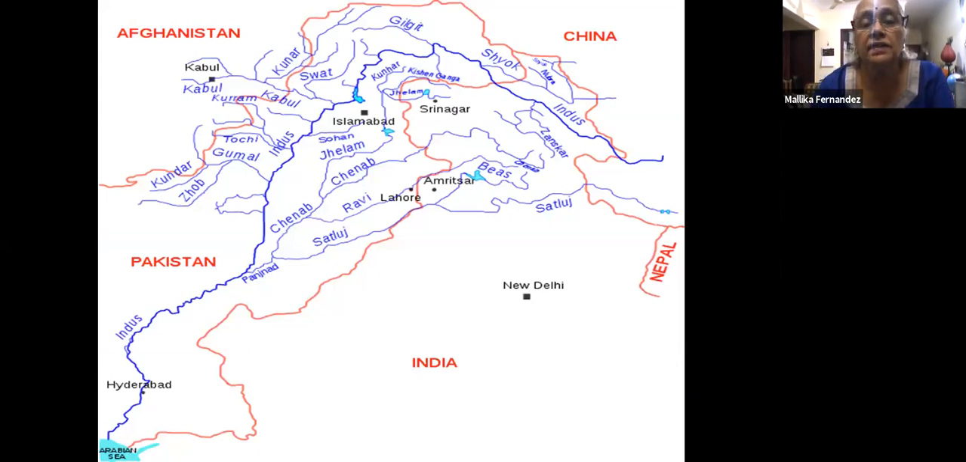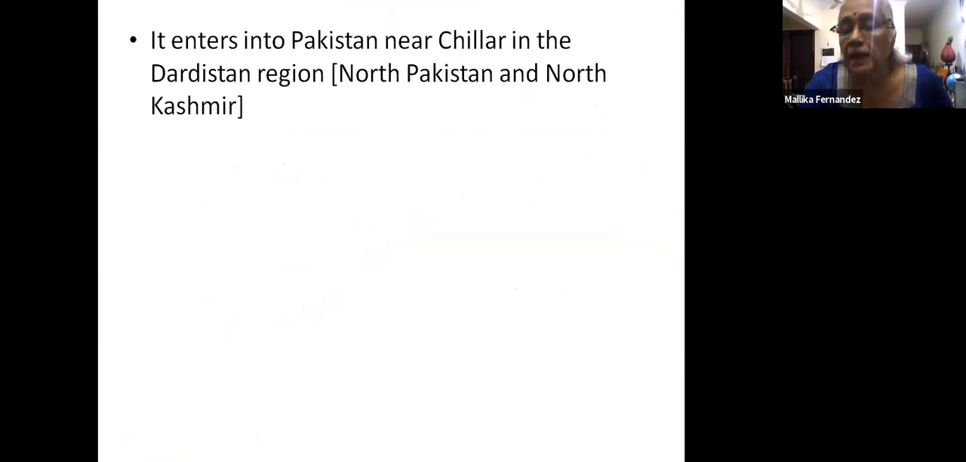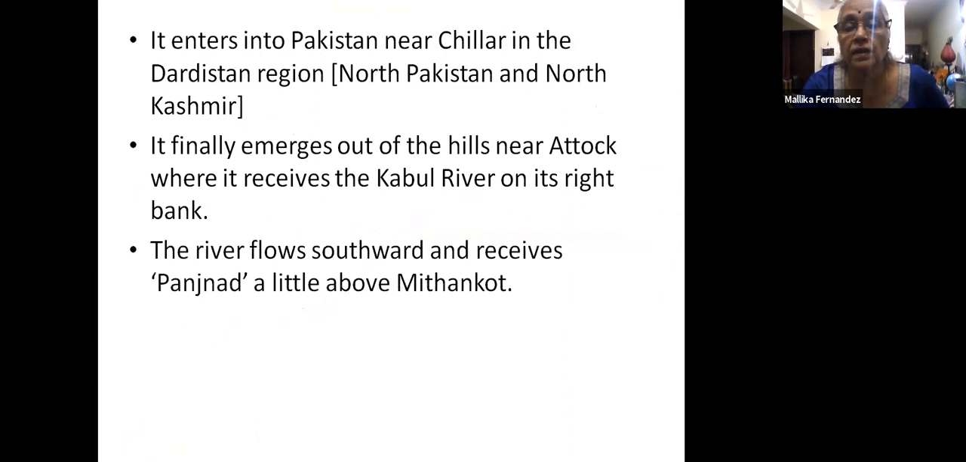So we've already done details about it. They used to ask questions about going from this direction to that direction, but they are not there. But it's just good to know the important tributaries. And like I said, if it has come in the news, then look up the information. Okay, I don't want to go into too much detail here. So it enters Pakistan near Chilas, which is the Dardistan region in North Pakistan and North Kashmir. Finally, it emerges out of the hills near a place called Attock, where it receives the Kabul River on its right. That is the Kabul River coming from the Suleiman Range, right?